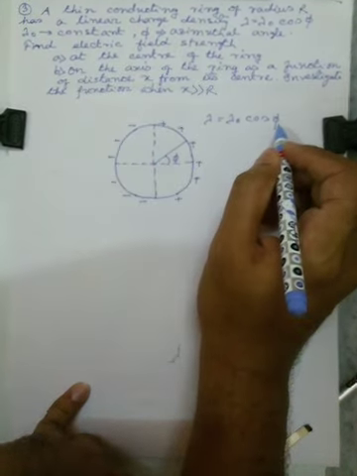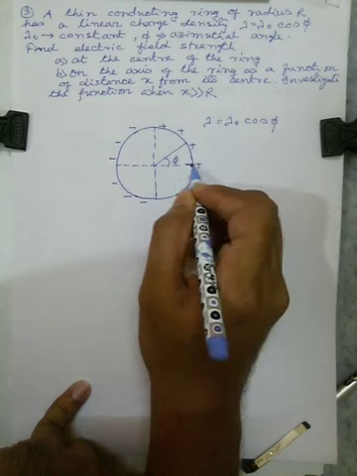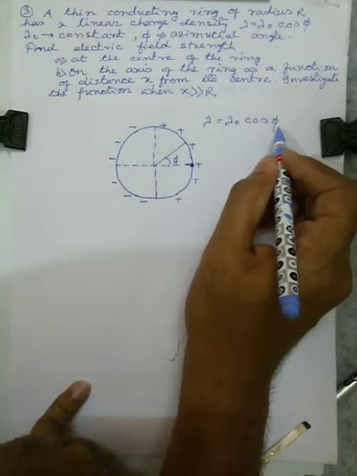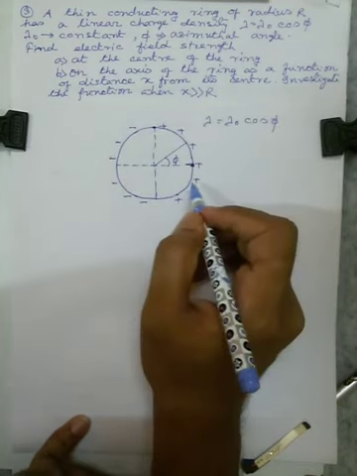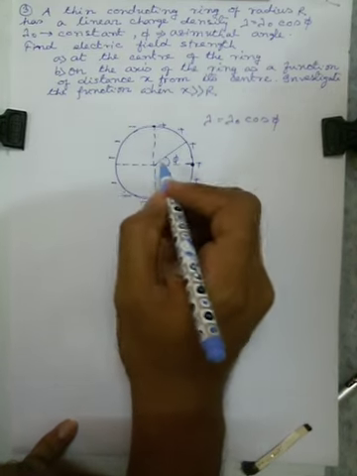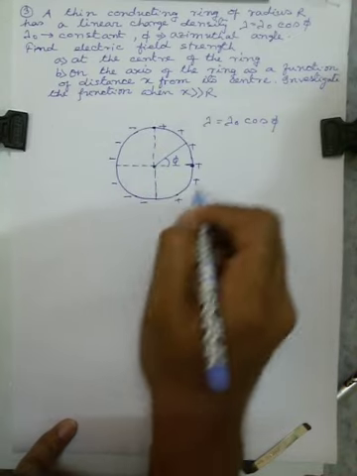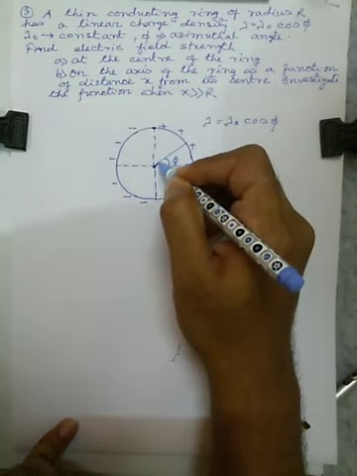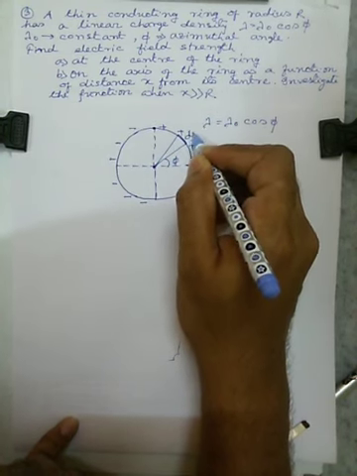Where phi is equal to 0, cos phi is maximum. That means at this point linear charge density is maximum, and if phi is equal to 90 degrees, cos phi is minimum. That means here linear charge density is 0. Now you have to find out, in the first part, the electric field at this point due to this type of charge distribution. You can always consider a small length element dl here.